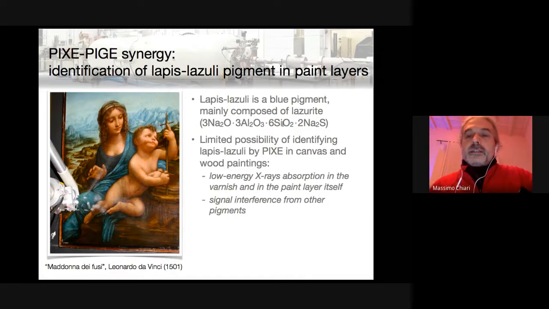You could identify lazurite mainly, for example, by sulfur, but the problem is that the sulfur X-rays often are, let's say, indistinguishable from the X-rays from the M lines of lead. Lead white was used everywhere, also as a primer in paintings. So it's indeed impossible to distinguish this by PIXE. It's just an example: in this painting by Leonardo da Vinci, blue was done with lapis lazuli.